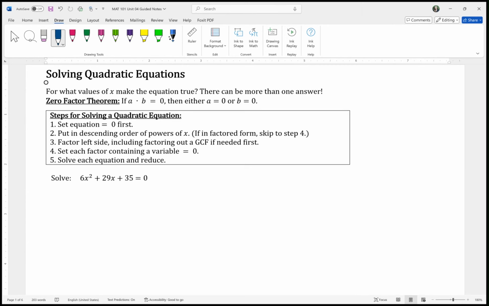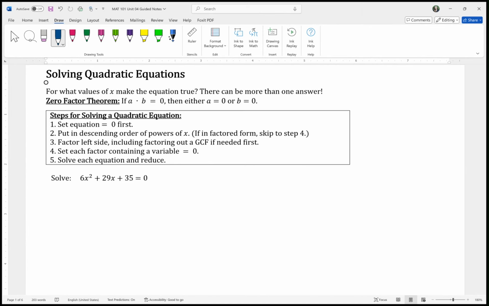Let's move on to the steps for solving a quadratic. Step 1, set the equation equal to 0 first. Let's look at our example we have here. We have solve 6x squared plus 29x plus 35 equals 0. Does it meet that first requirement? Is it equal to 0? Yes. So we've done step 1, or the problem's kind of done it for us.